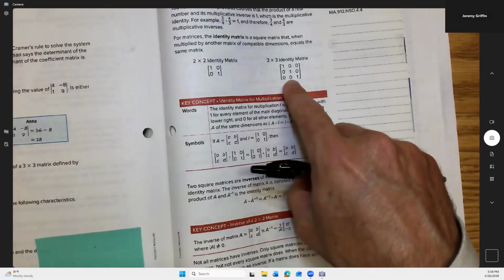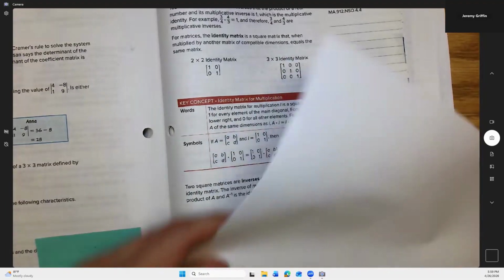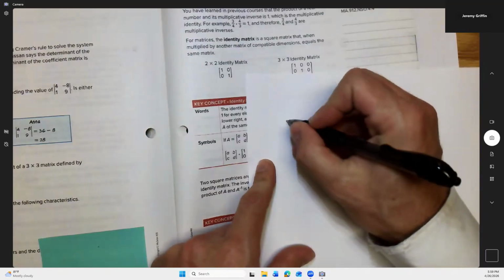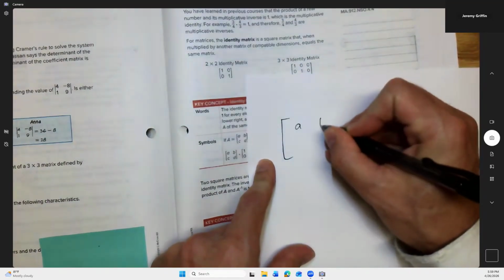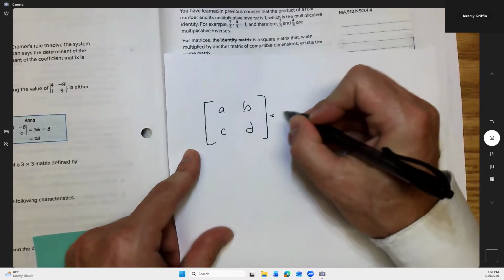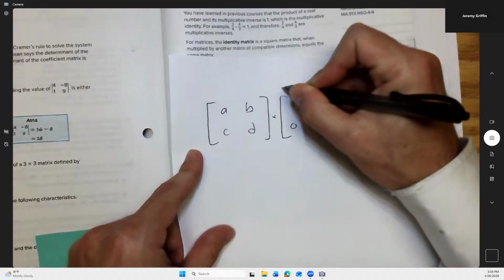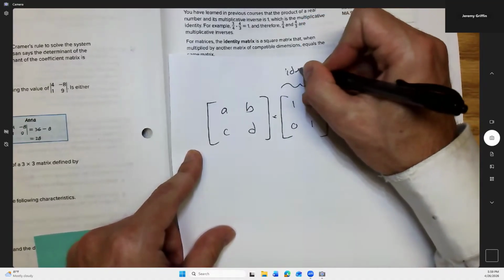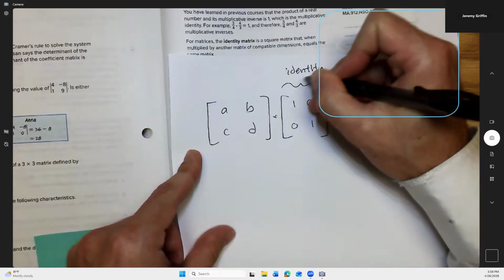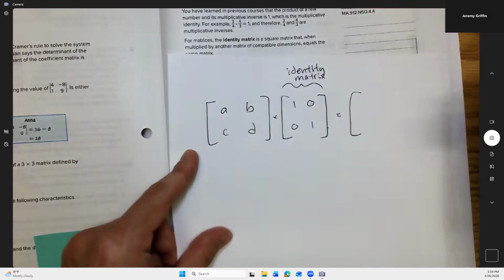And here's the 3 by 3 version, which we're not going to quite get into, but that's what it looks like. Let's stick to A, B, C, D, because they could be any numbers. Say I multiply this by 1, 0, 0, 1. Again, this is called the identity matrix. I should get the original matrix out of it.